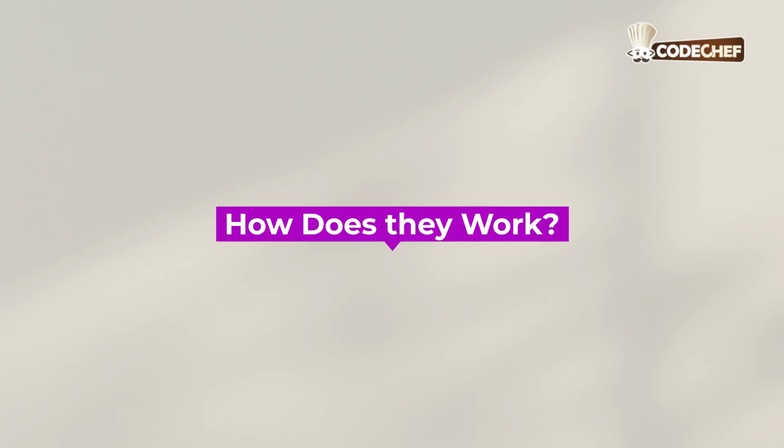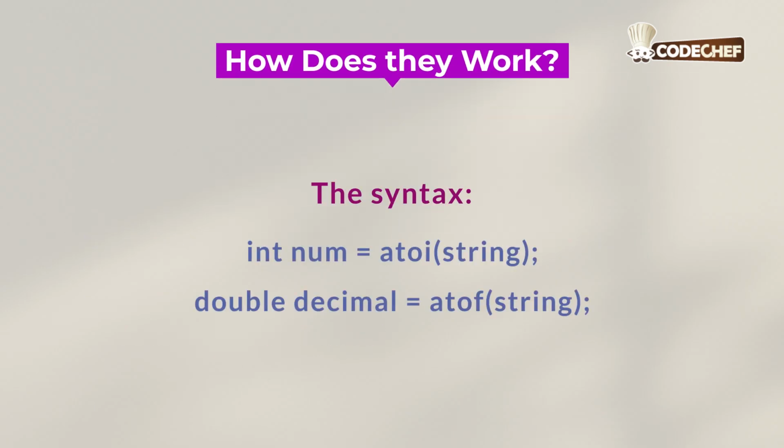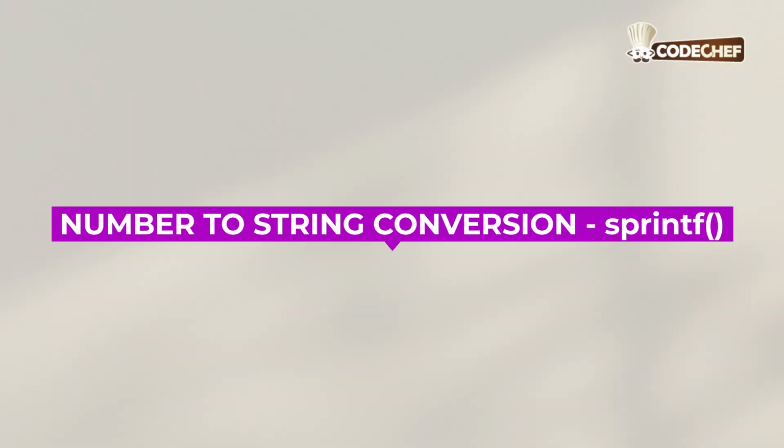How do they work? The syntax is beautifully simple. int number = atoi(string), and double decimal = atof(string). Our fifth and final concept is the reverse operation, converting numbers back into strings using sprintf.